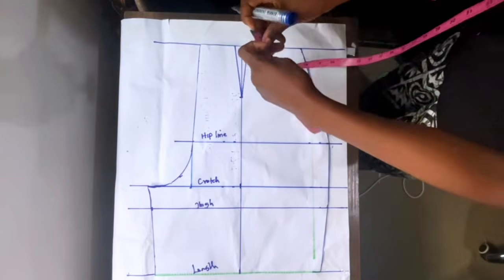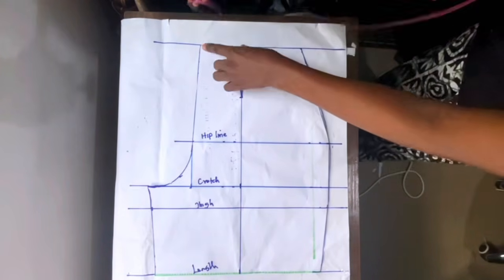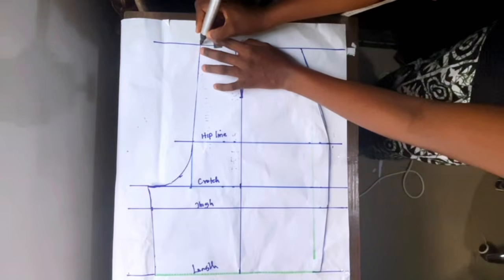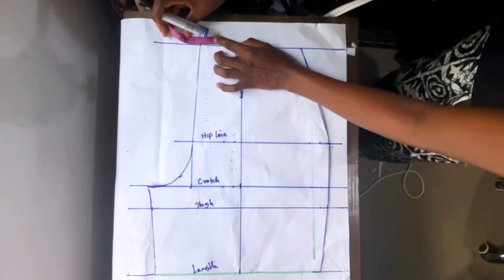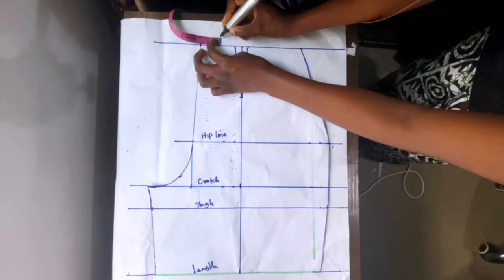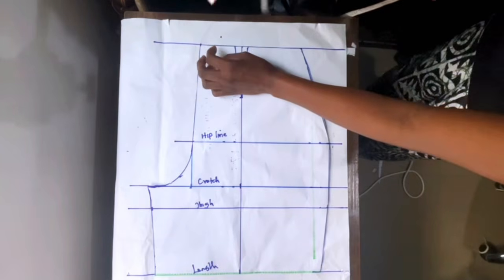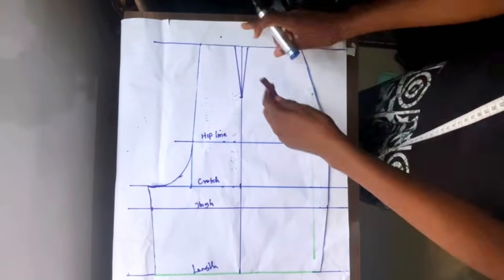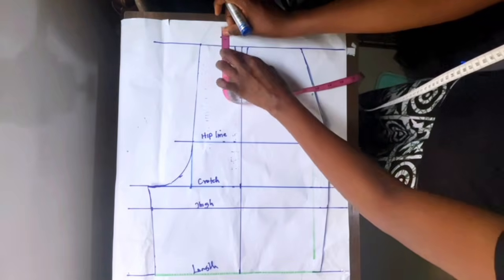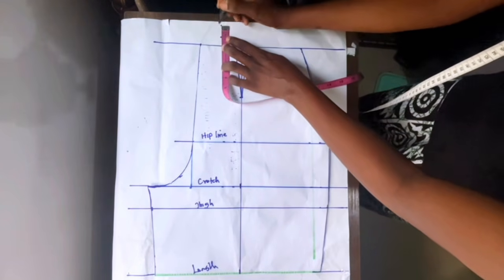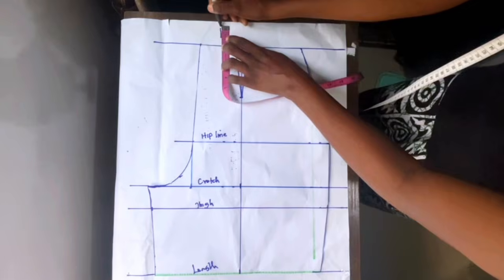So the next thing that we're going to do is we are going to come inside. I'm going to mark this point, okay? And from that point you're going to come inside by 1.5. You will know the reason why I'm marking 1.5 in a minute. And then from this waistline, you're going to mark 1.5. So make sure that it's on the same point. Mark it upwards like this.